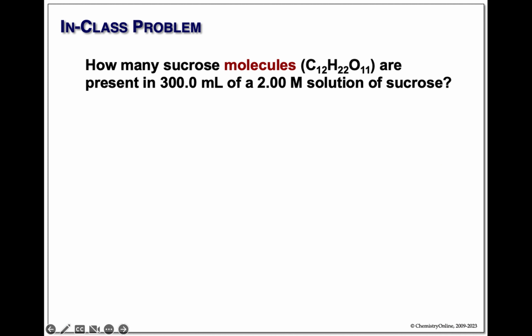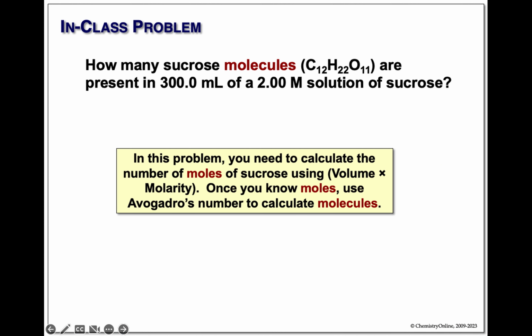Well, in order to do that, the first thing we have to do is to figure out the number of moles of sucrose. We know that 1 mole will contain Avogadro's number, that's 6 times 10 to the 23rd molecules. So, let's start by determining the number of moles of sucrose. What do we have here? We have a concentration and a volume, don't we?